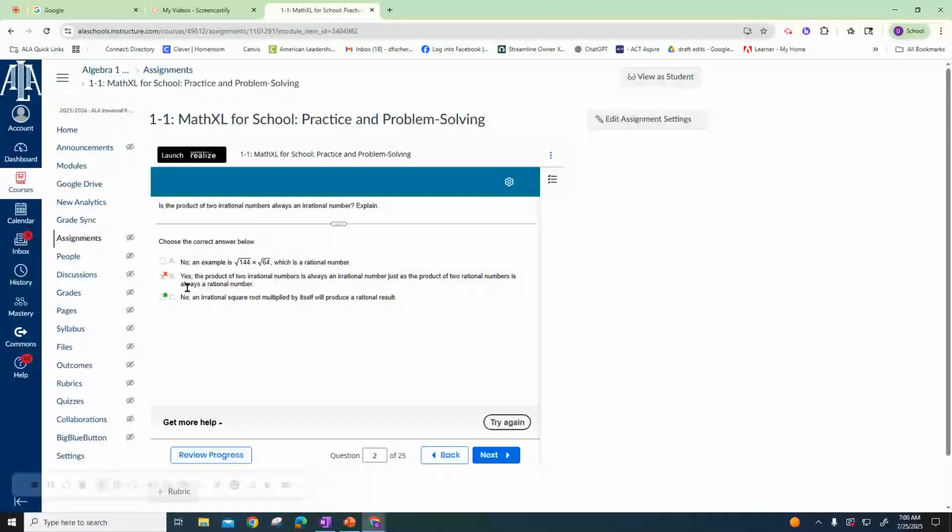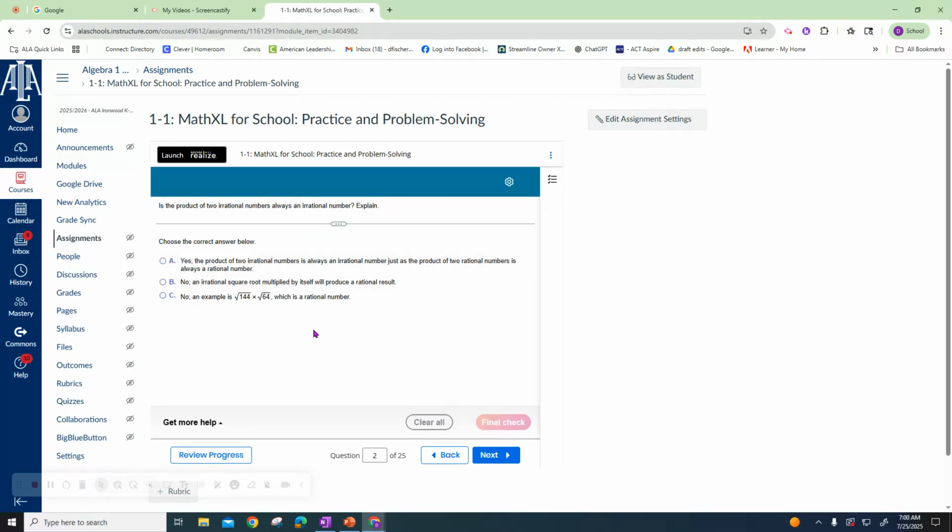Oh, that's incorrect. No, an irrational square root might produce a rational. I wasn't thinking, because that's the answer I picked last time, and I knew it wasn't that one. So try again. Let's get it right. Is a rational number. Nope, you're yelling at me, that's not it. We'll produce a rational number. There's the answer we want. All right, so now we got it right.